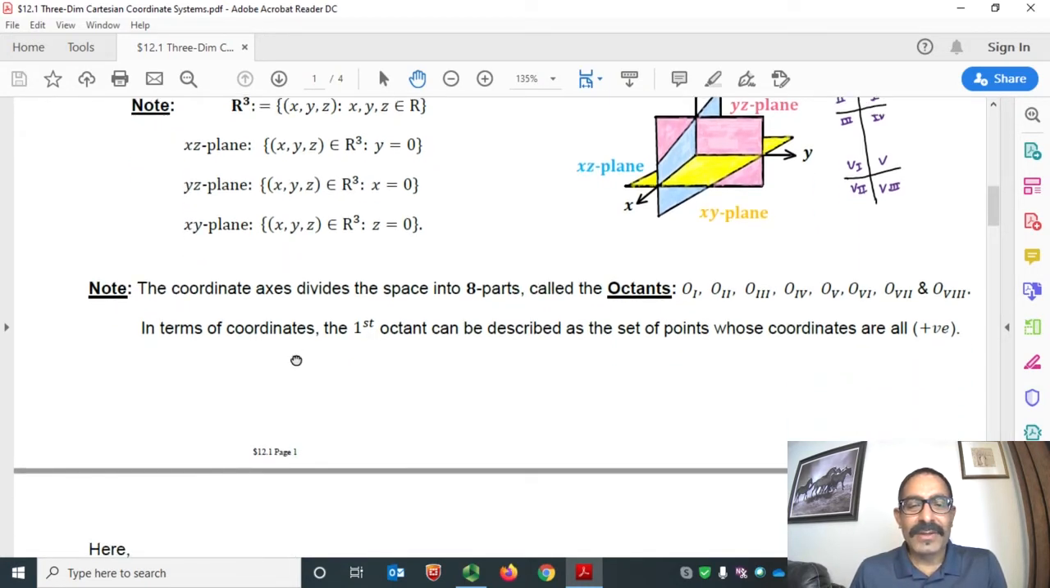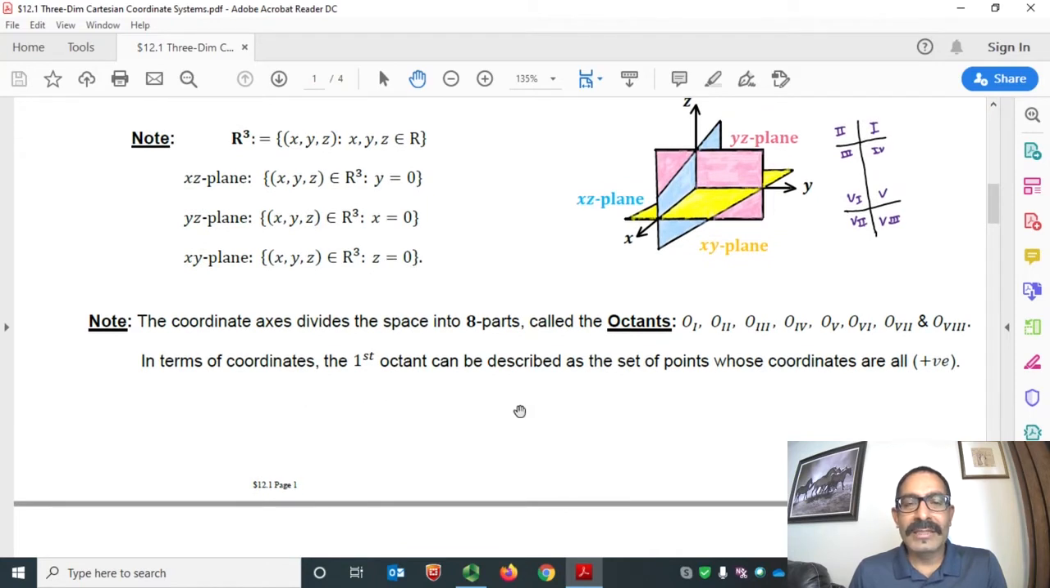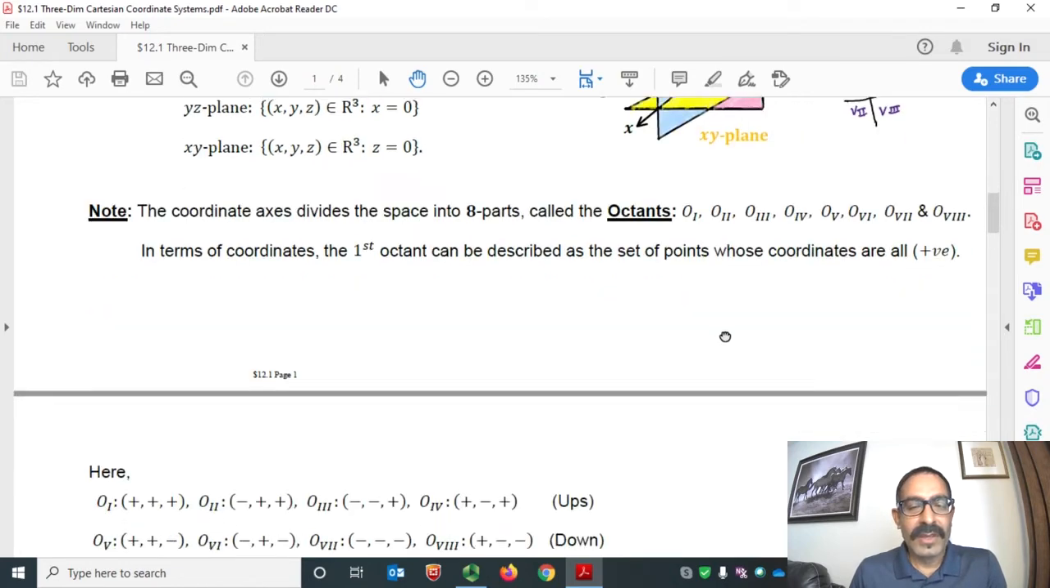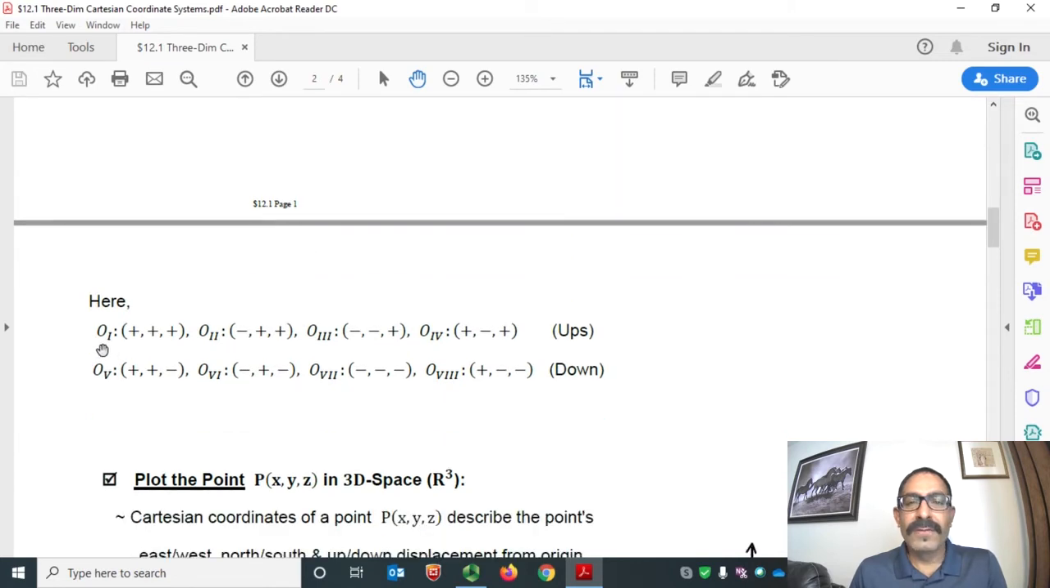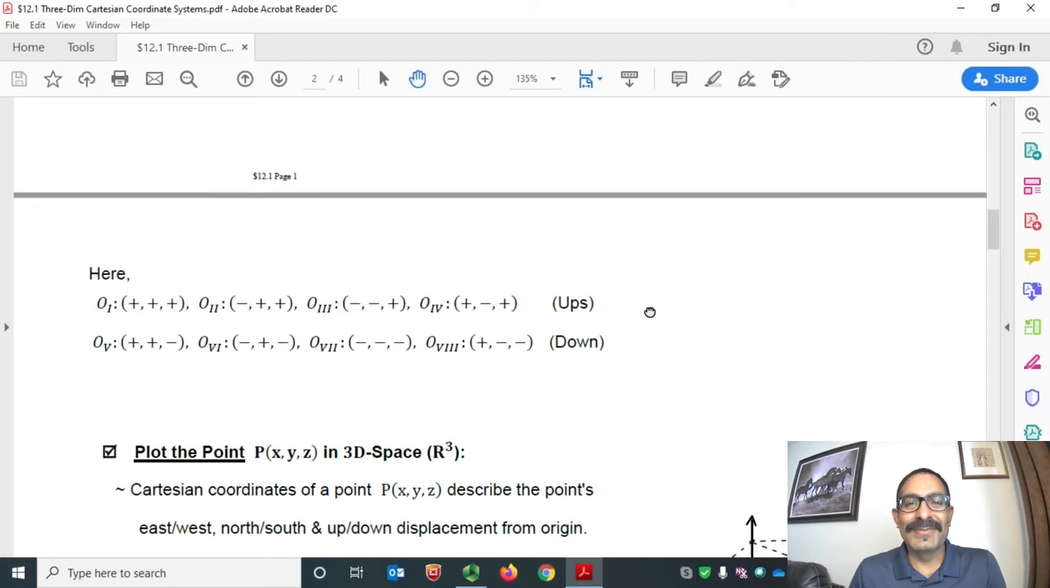And in terms of the coordinates, the first octant can be described as the set of points whose coordinates are all positive. So here is the first octant, all coordinates are positive. In the second octant, the x component is negative, the others are positive, and so on. So 4 lie up, 4 lie down. I hope this makes sense to you all.